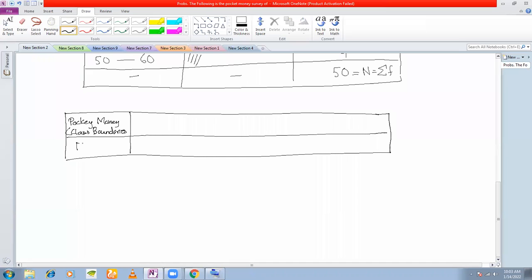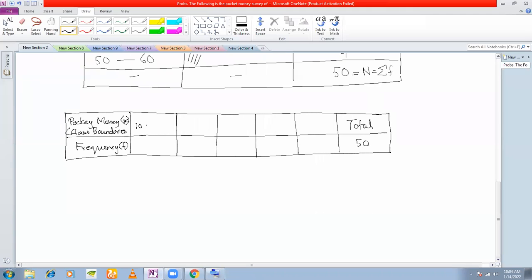Okay, and then you have frequency F. Sometimes pocket money, the first one, is normally denoted by X. But you don't need to write it here, just know that it is denoted by X. And this is for your total, and the total is 50.